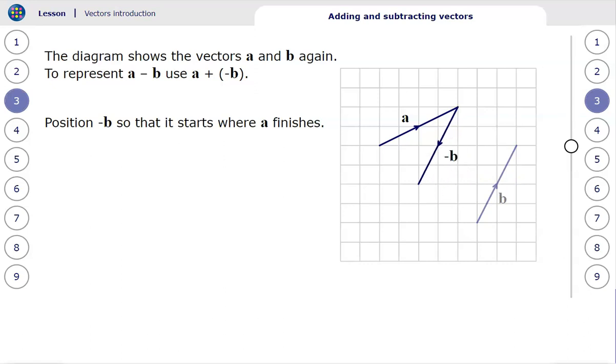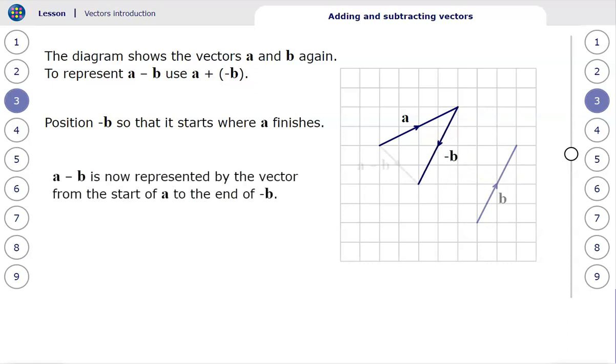So I'm going to have to turn it around, put it to where the end of A is, and now I can see my new route. That is what A minus B will end up as being, that distance over here.